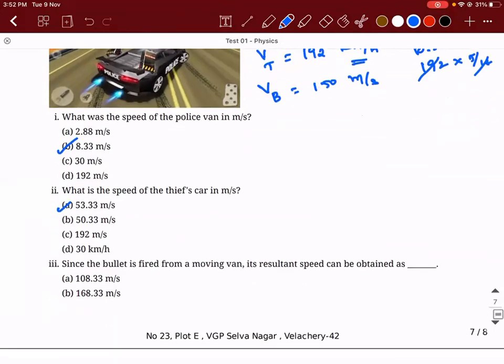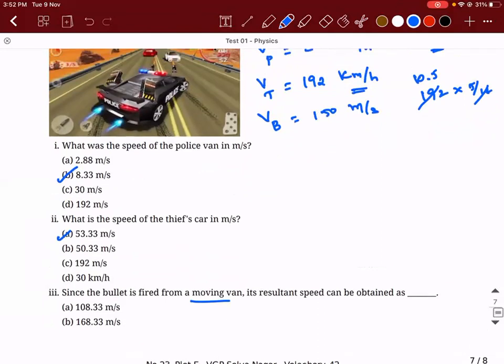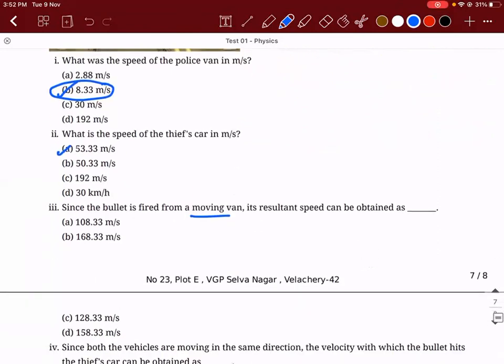Since the bullet is fired from a moving van, the resultant speed can be obtained as, what will happen? This 8.33 will get added to the existing 150. So what will be the answer? 158.33.